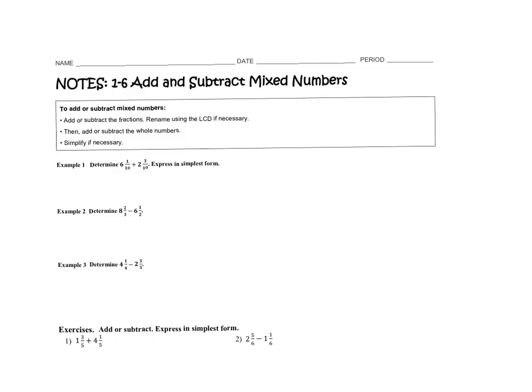Okay, so we're going to talk about 1.6. It's add and subtract mixed numbers. So when you add or subtract mixed numbers, you either rename using the lowest common denominator, and then you add or subtract them, simplify if necessary.